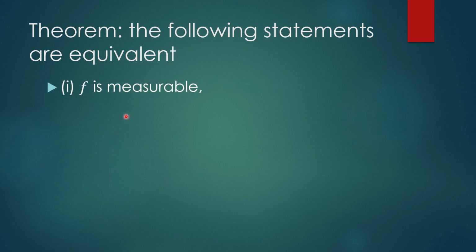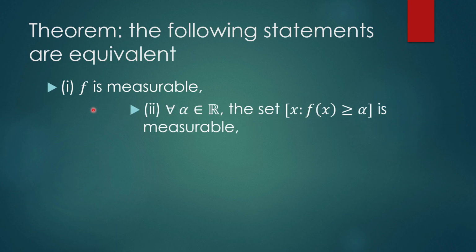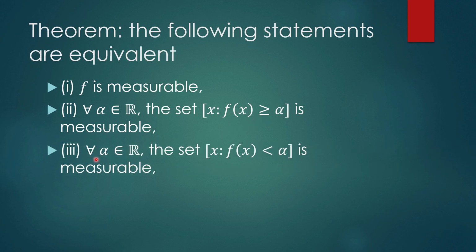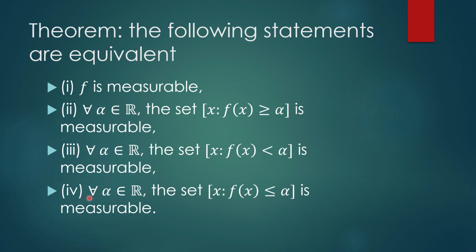Now let us prove some important theorem. The following statements are equivalent. Number 1, f is measurable. Number 2, for every real number alpha, the set of x such that f of x is greater than or equal to alpha is measurable. Number 3, for every real number alpha, the set of x such that f of x is strictly less than alpha is measurable. Number 4, for every real number alpha, the set of x such that f of x is less than or equal to alpha is measurable. All right, so all these statements are equivalent. Okay, let us prove it.